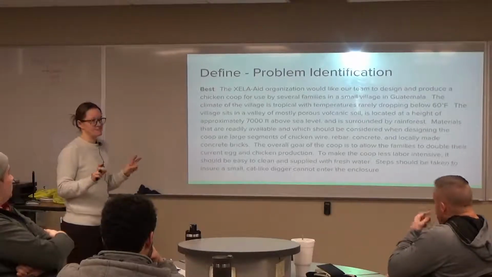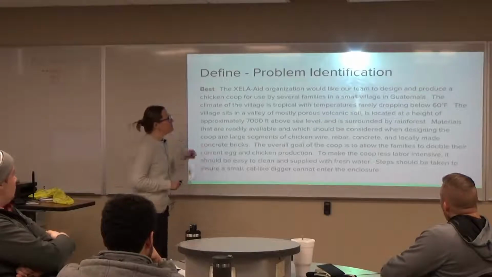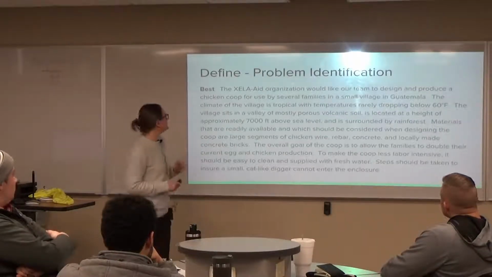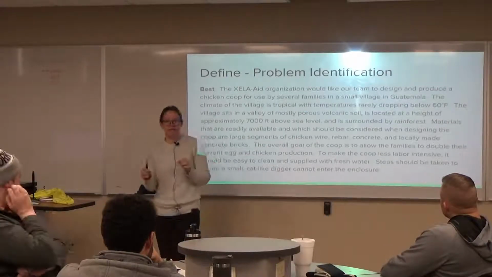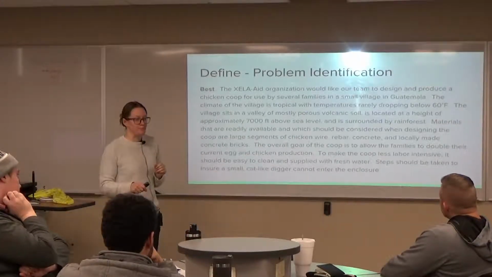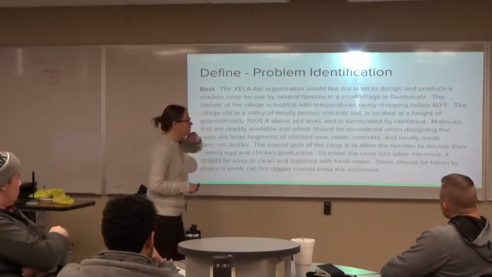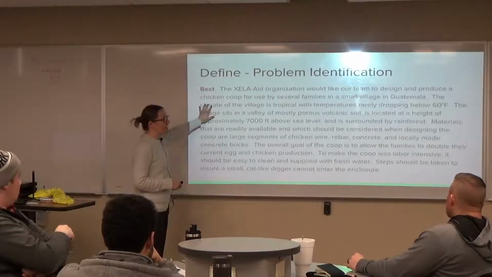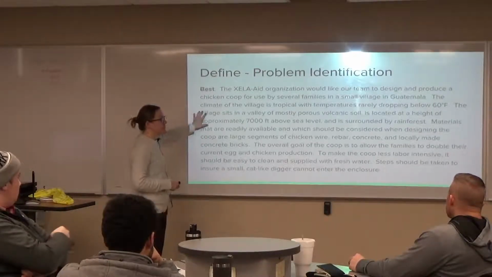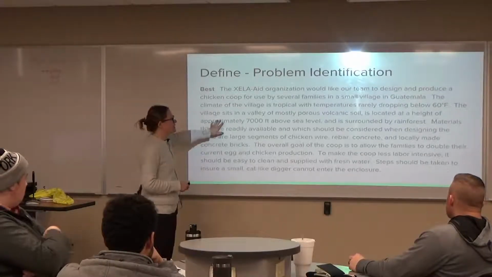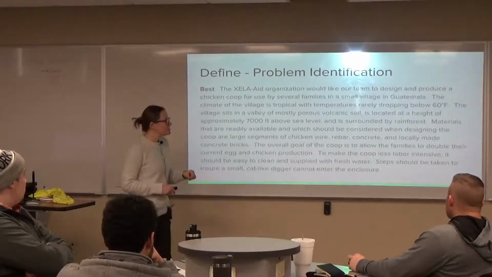And here's the best one. So now we're talking about who the organization is. They would like the team to design and produce a chicken coop used by several families in a small village in Guatemala. Now we're getting more specific. Who are those local people and what materials might be available to people in a small village in Guatemala, right? Now we learn about the climate, the temperature that's happening there. There's volcanic soil, there's a certain level of sea level, and they have rainforests all over.